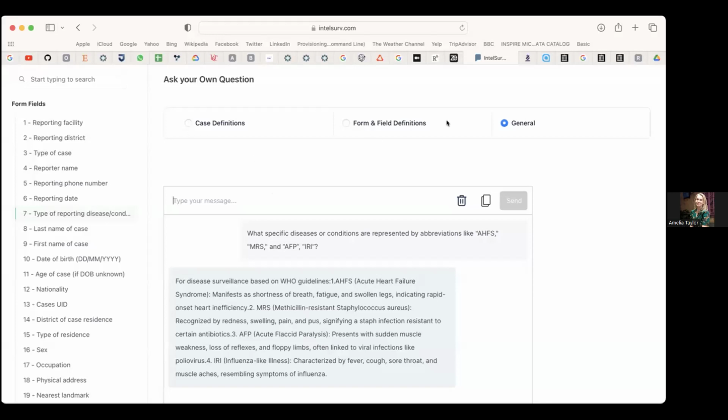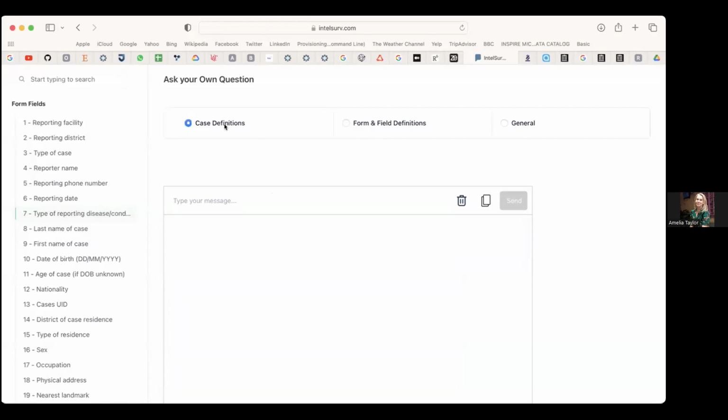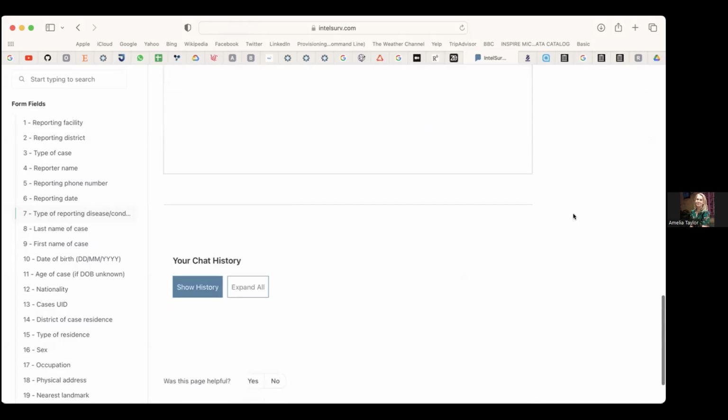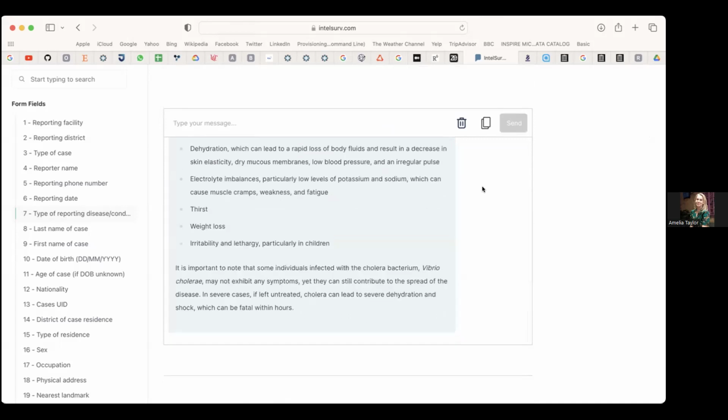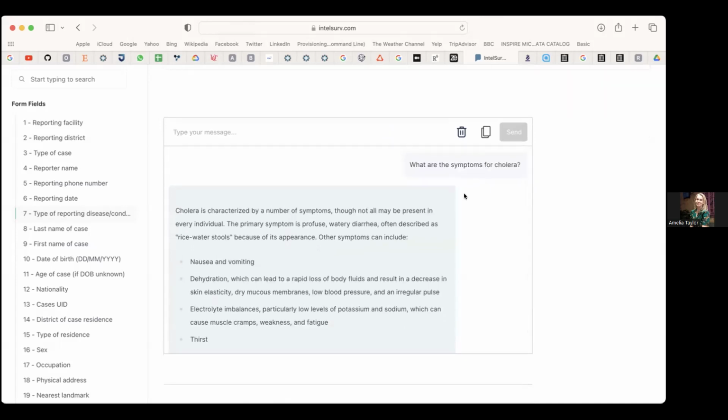So we have 3 databases that we worked on. One is case definitions. So these are things like, what are the symptoms for a particular disease, I don't know, cholera, and so on. Then we have these forms and fields. So these are questions about how to fill in the form. And then we have a general type of questions about processes and so on. While this one is now going straight to GPTs. Depending on the internet, it might take a bit of time to give us an answer.